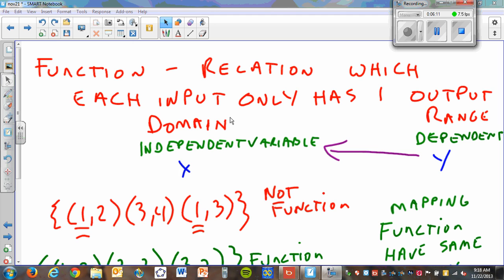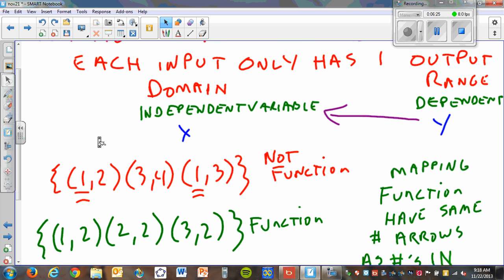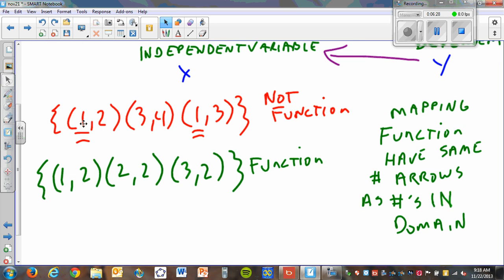Now this part's pretty simple. We just need to find out if it's a function or not. Each input only has one output, okay? That will always be a function. Now, you can look at your ordered pairs and see if you have a function or not. If your x repeats anywhere, then it's not going to be a function. Your y is able to repeat, like here, we have 2, 2, and 2. It is a function. It is able to repeat. So your y's can repeat, but your x's cannot.